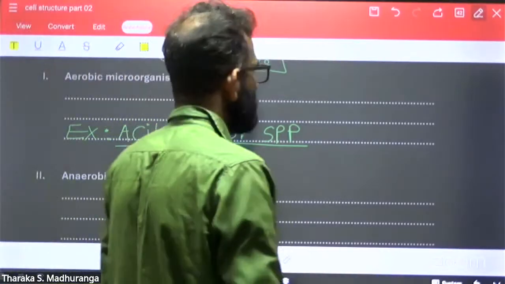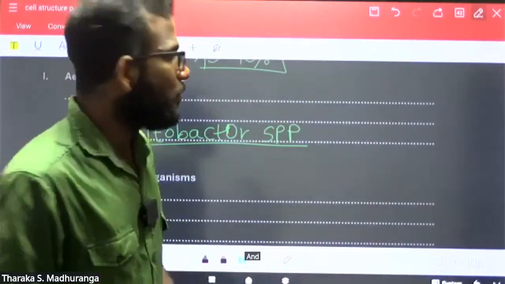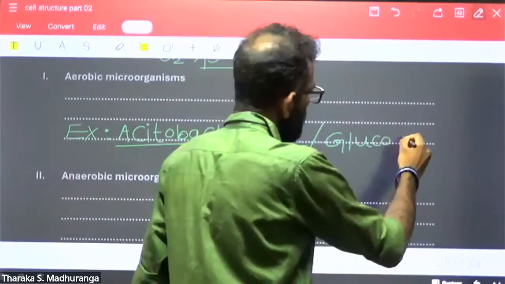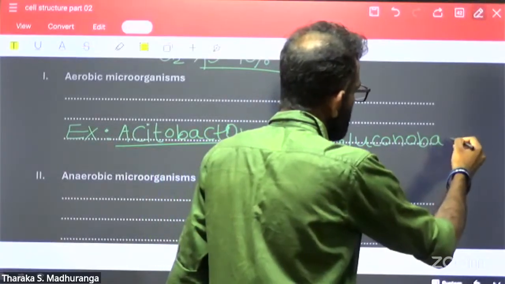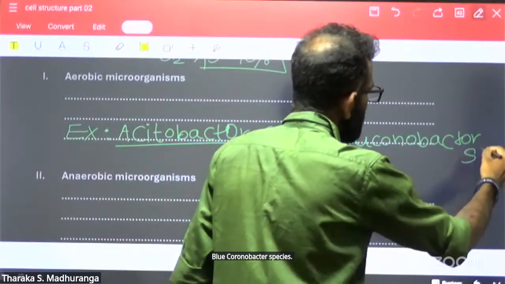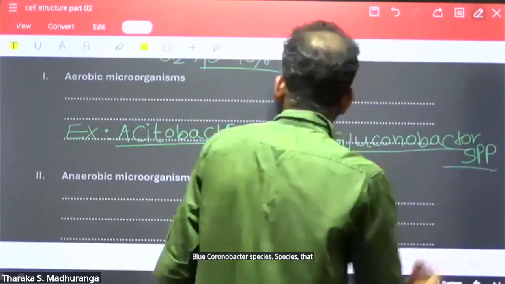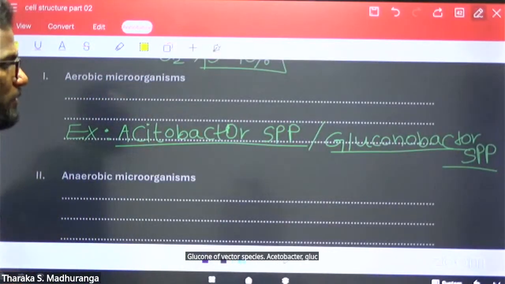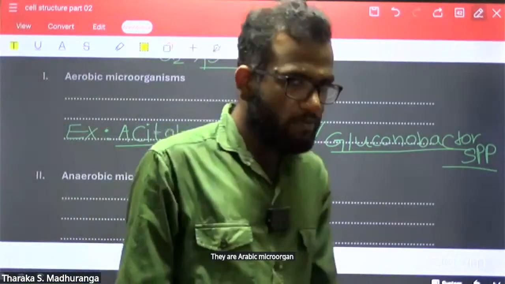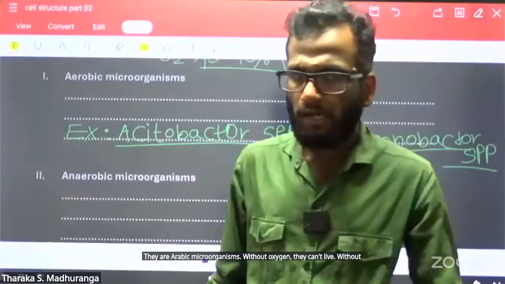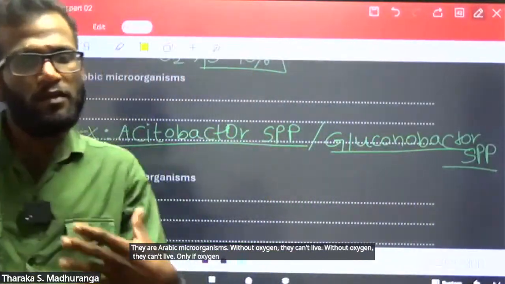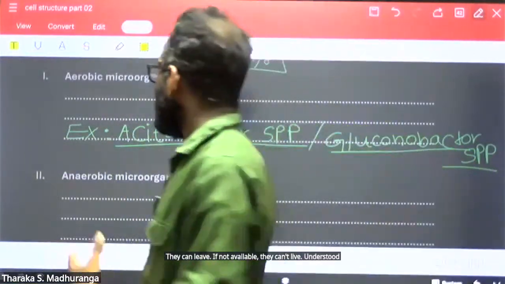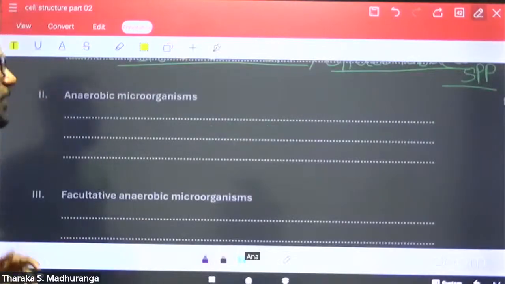Acetobacter species and Gluconobacter species. They are aerobic microorganisms. Without oxygen, they can't live. Only if oxygen is available, they can live. If not available, they can't live. Understood? Okay.